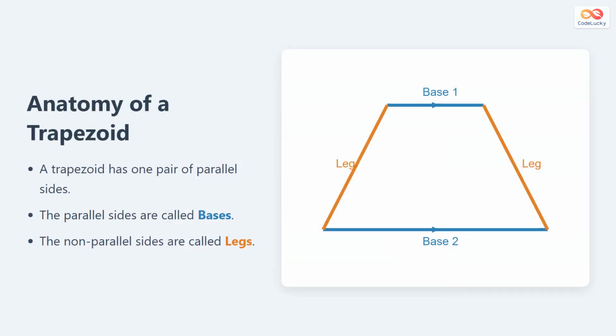First, let's look at the parts of a trapezoid. A trapezoid is a four-sided shape with exactly one pair of parallel sides. These parallel sides are called the bases. The other two sides, which are not parallel, are called the legs.